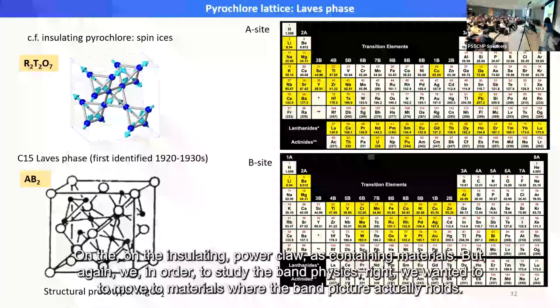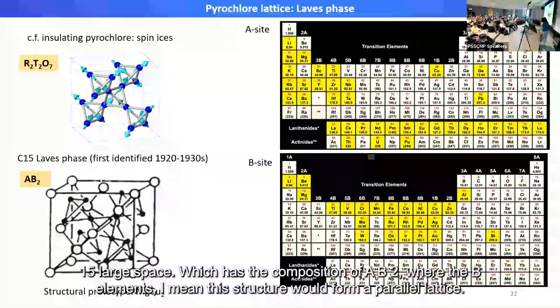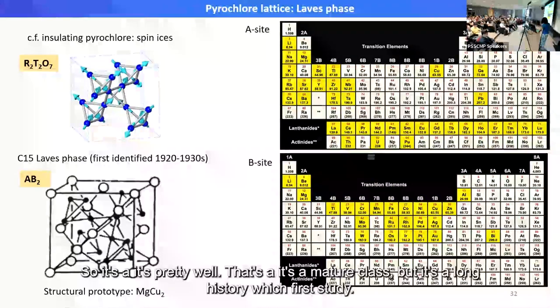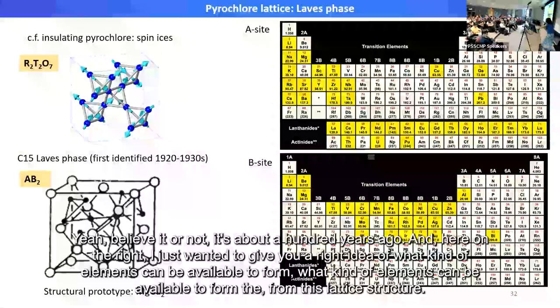But again, in order to study the band physics, we wanted to move to materials where the band picture actually holds. So there's a pretty well-known class of compounds you can turn to for a pyrochlore lattice, which is this C15 Laves phase, which has the composition of AB2, where the B element in this structure would form a pyrochlore lattice. It's pretty well studied. It's a material class with a long history, which we first studied, believe it or not, about 100 years ago.